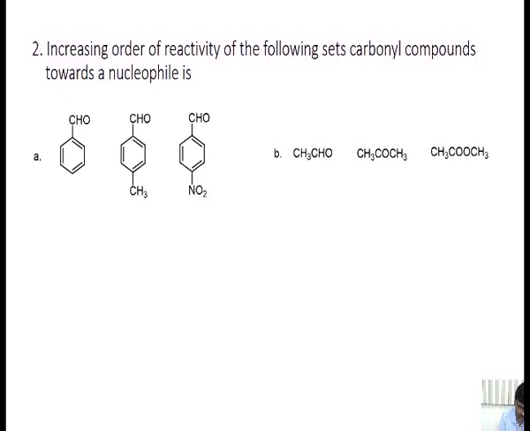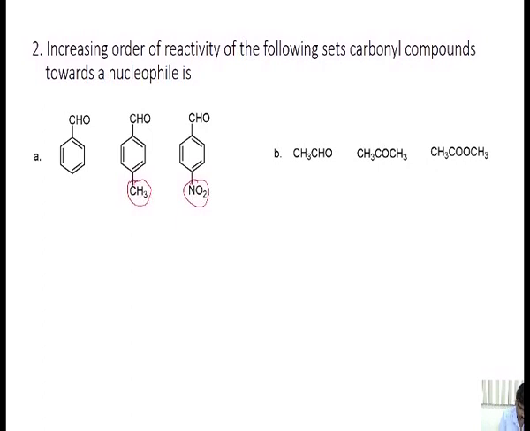We have to find out the electrophilicity of the aldehyde functional group. If you look at here, you have the methyl group at the para position. Here you have the nitro group. As all of you know very well, methyl group can donate electron to the aromatic system. It can reduce the electrophilicity of the carbonyl group.